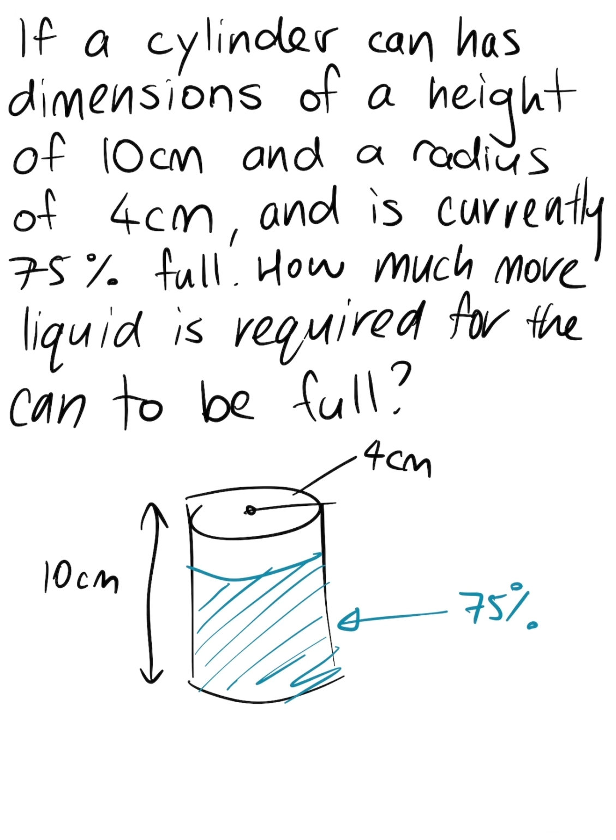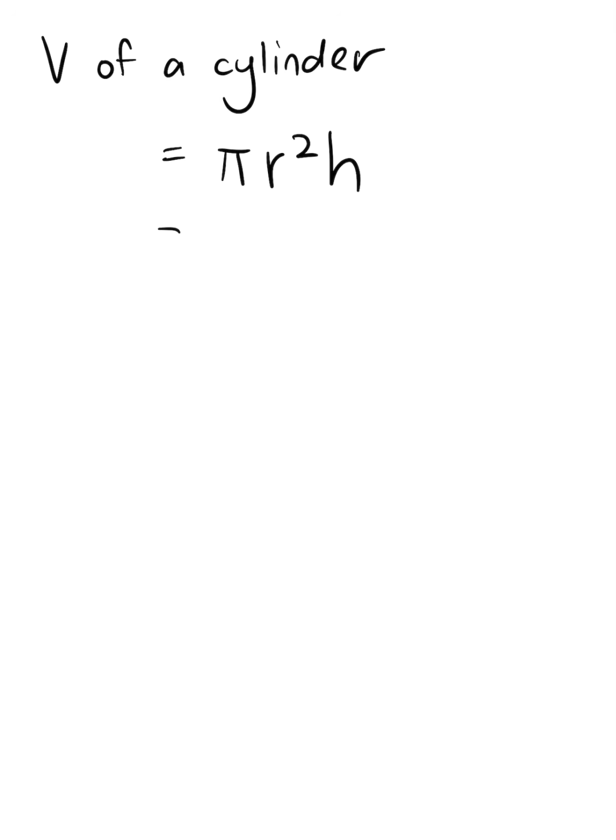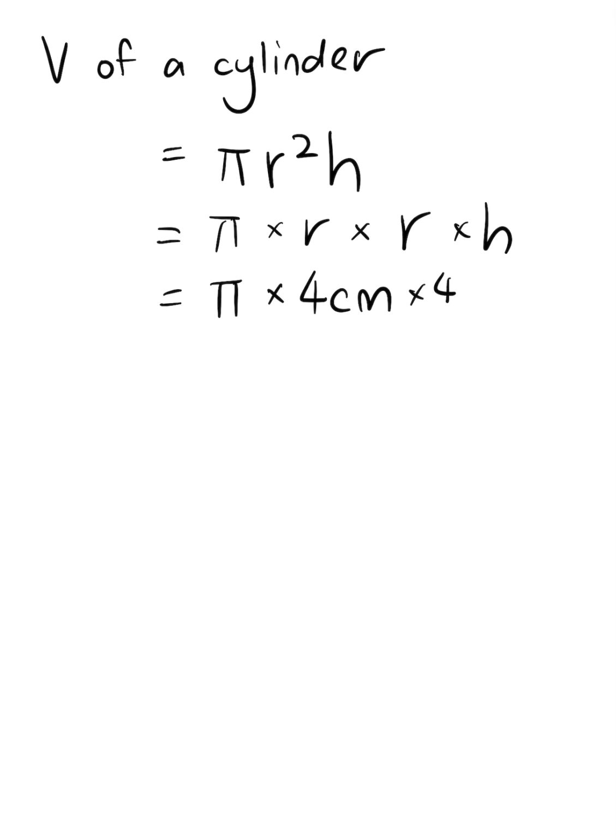Now, the first thing we're going to have to solve is how much would be in the can at 100%. So we simply need to solve the volume of a cylinder. The formula goes: volume of a cylinder equals pi times the radius squared times the height, which is the same as saying pi times the radius times the radius times the height. In this case, we know that our radius equals 4 and our height equals 10. So we can write the equation as pi times 4 centimeters times 4 centimeters times 10 centimeters.